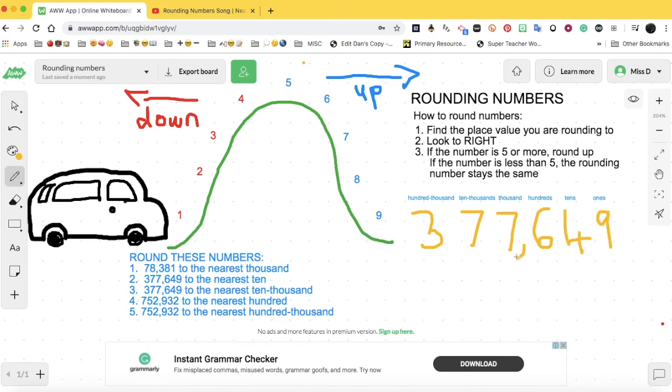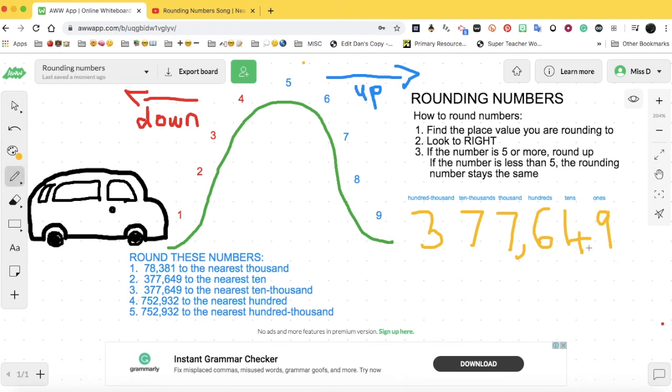Okay, so first up, can you read this number? Have a go. I'll pause it. Alrighty, so it is 377,649, and we're rounding it to the nearest 10.